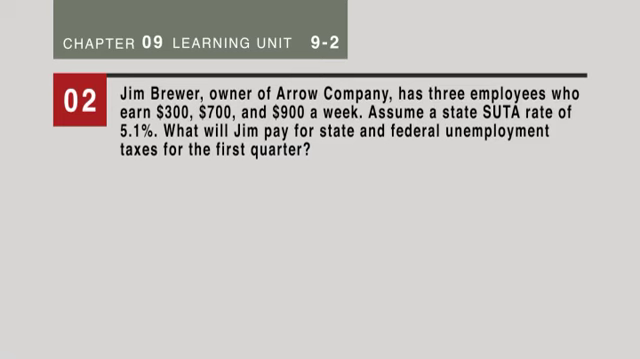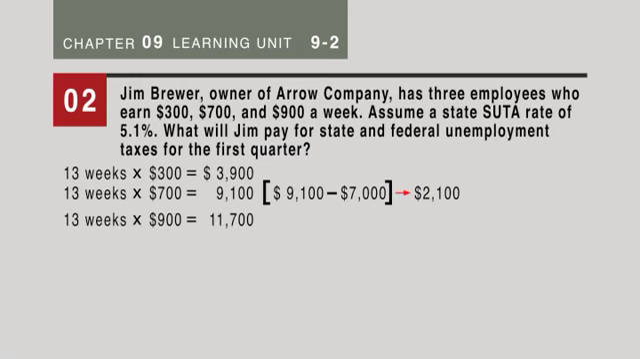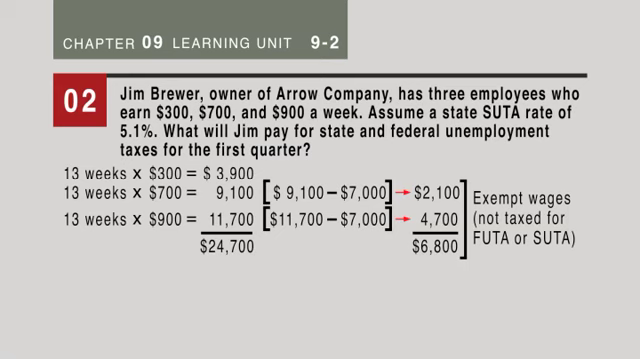Well, the first person, 13 weeks at $300, has only made up to $3,900, so no one's near $7,000 there. The next person, 13 weeks at $700, is $9,100, but I, as the boss, only have to pay up to the first $7,000, so we can subtract away $2,100 of wages that will be non-taxable. The other person makes $900. At 13 weeks is $11,700, way beyond the $7,000 figure, which means we have $4,700 of wages I don't have to pay FUTA or SUTA on. In other words, $2,100 plus the $4,700 is $6,800 I don't have to pay tax on.